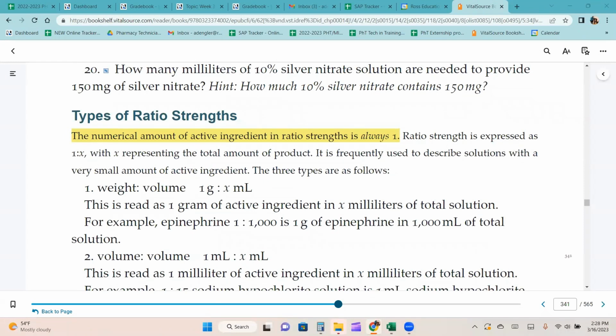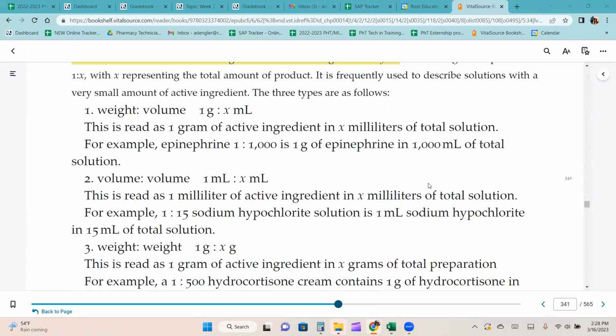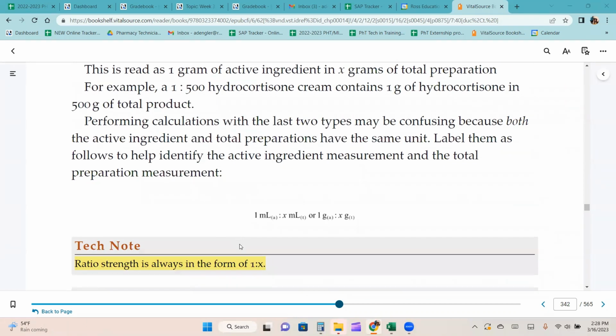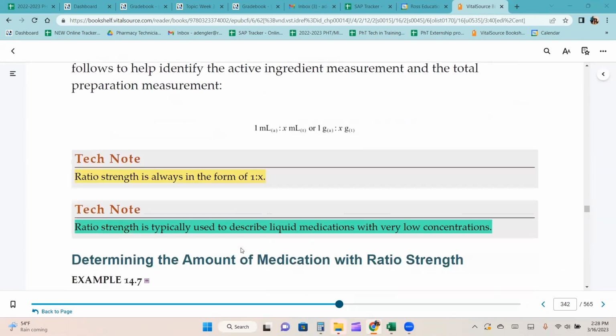So types of ratio strength, the numerical amount of active ingredient in ratio strength is always 1. Ratio strength is expressed as 1 to x, with x representing the total amount of product. So we already kind of talked about this in the beginning of this chapter, but we have those 3 different types. So we have 1 gram to x ml for weight and volume. In volume to volume, we have 1 ml to x ml, and weight to weight, we have 1 gram to x gram.